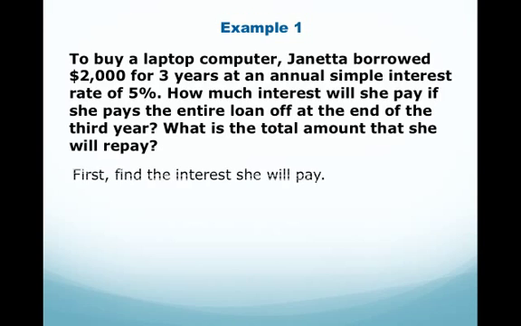So the first thing we have to find out is how much interest will she pay. And we're going to use the formula I equals P times R times T. Remember, I is the interest, or how much she'll pay back the bank, or how much the bank will pay her. P is the principal, which is how much she borrows, or how much she is depositing. R is the rate, which is the percent. And T is for how long you'll have it in the bank.